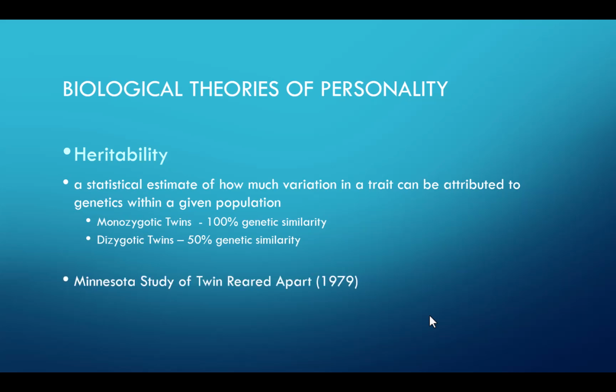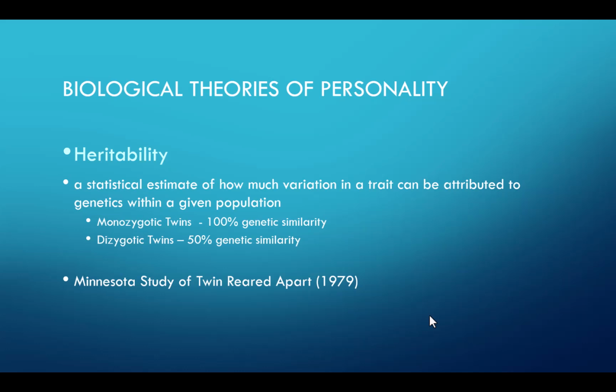Now, in a classic study, the Minnesota study of twins reared apart, it started in 1979 with over 100 pairs of twins that were actually reared apart. So they shared a womb, they were either monozygotic or dizygotic, but then they were separated at birth and reared by adoptive families in different environments. And they were compared with extensive physiological and psychological testing.